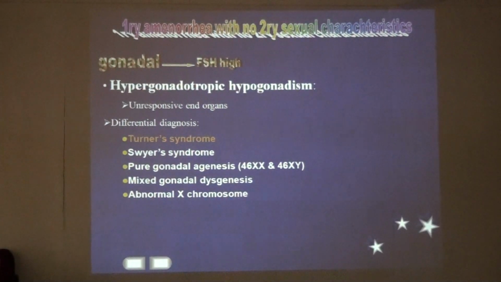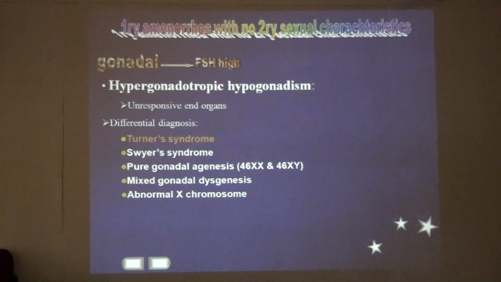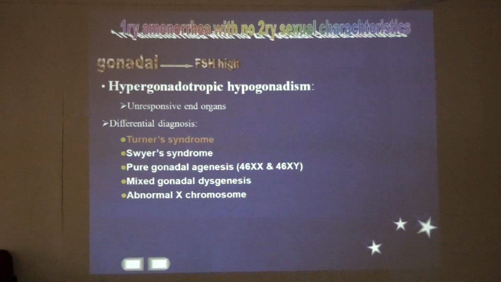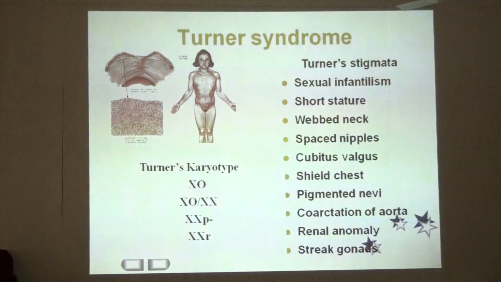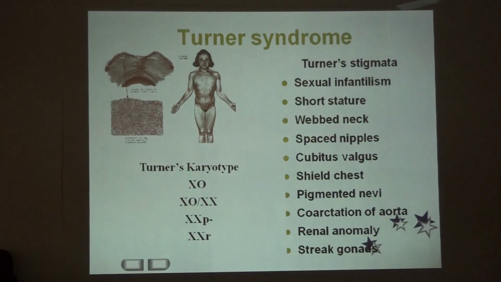It could be 46XX or 46XY, or it could be a mosaicism, or mixed gonadal dysgenesis, or an abnormal X chromosome. This is Turner syndrome, and this picture shows it clearly: sexual infantilism, short stature, webbed neck, wide-spaced nipples, cubitus valgus, shield chest, or pigmented nevi. The main thing is coarctation of the aorta, which is a life-threatening condition, or renal anomalies, or streak gonads.